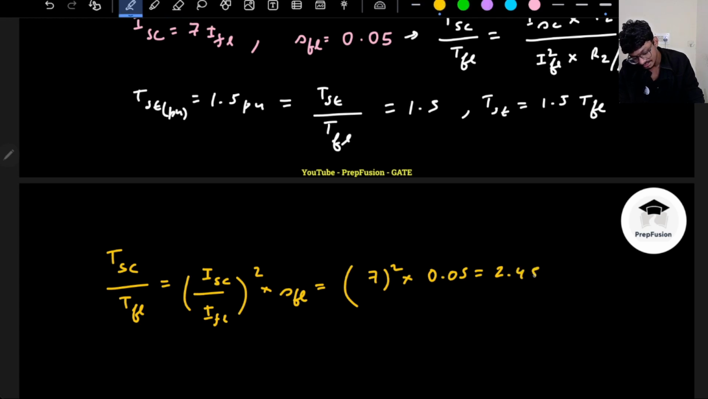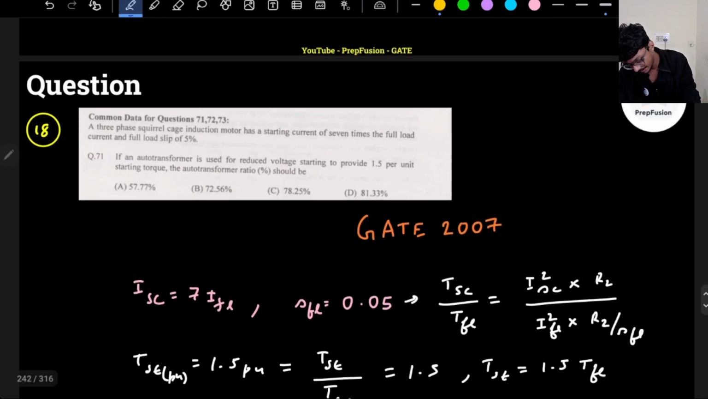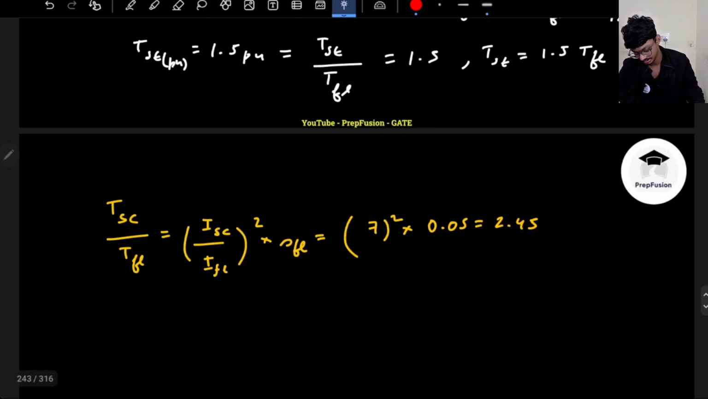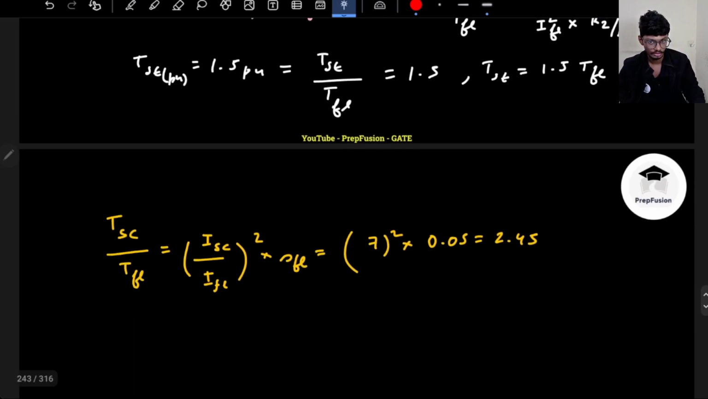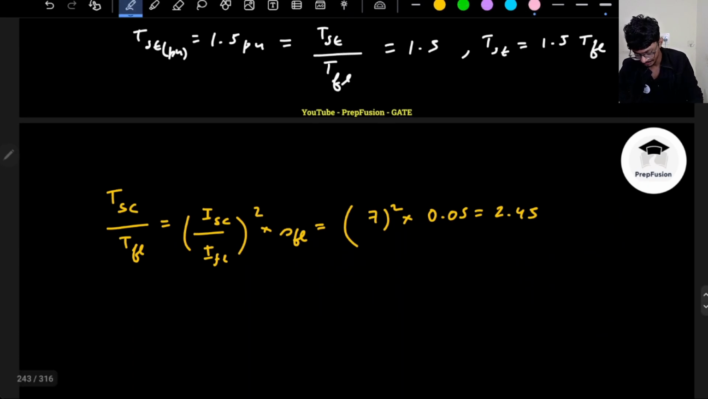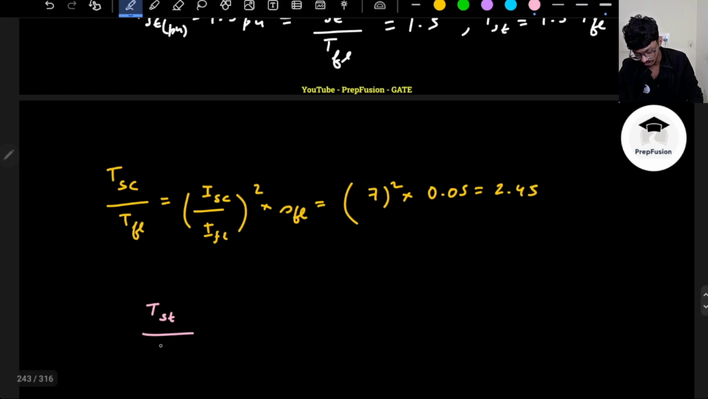Now they are asking me what is the tapping that I need to provide to get this ratio. Currently the ratio is this, right? 2.45. I have to get this ratio. Do remember one thing, what we used to do? In auto transformer we compared the starting torque with auto transformer and without auto transformer, that is direct online starting. The reduction in starting torque was coming out to be x square.